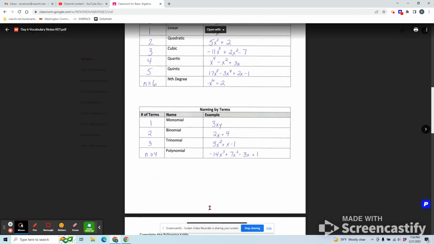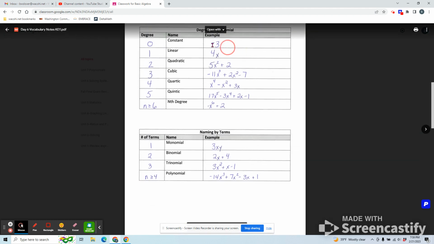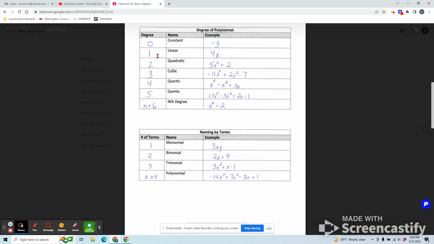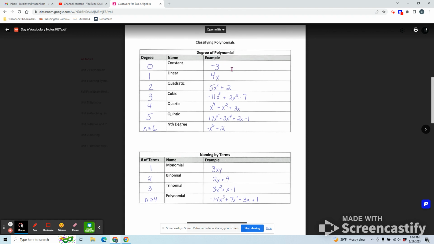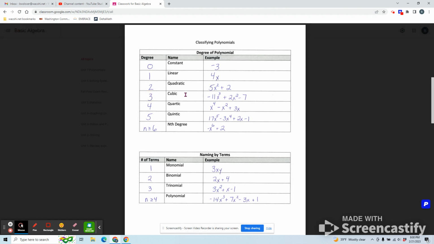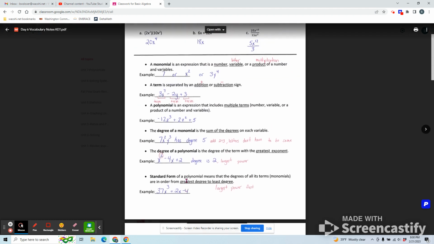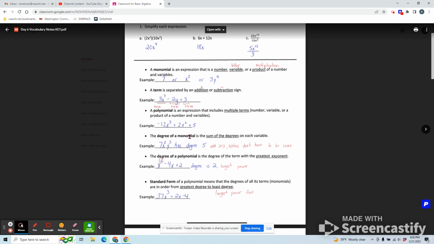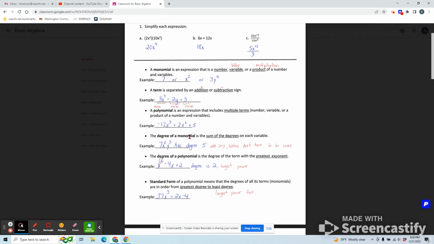So the big takeaway from today is naming these 2 things. Okay, we use our degree to figure out the name to classify it. So if it has a degree of 3, it's going to be a cubic function. Degree of 5, it's a quintic function. If it has 2 terms, it's a binomial. 3 terms, it's a trinomial. And the degree of a monomial is the sum of the degrees of each variable.